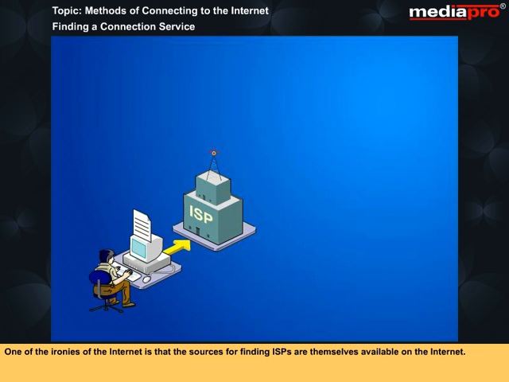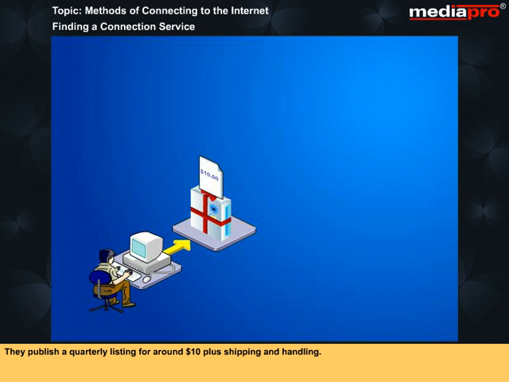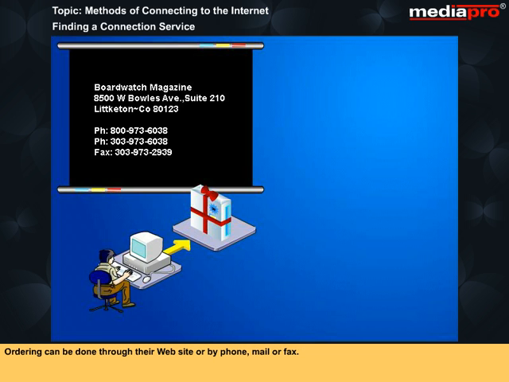However, there are also several printed directories of ISPs. One of the best sources is available from Boardwatch magazine, www.boardwatch.com. They publish a quarterly listing for around $10 plus shipping and handling. Ordering can be done through their website or by phone, mail or fax.